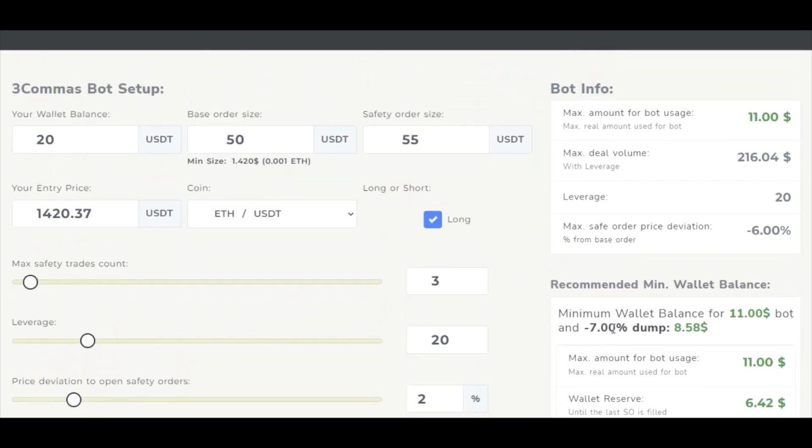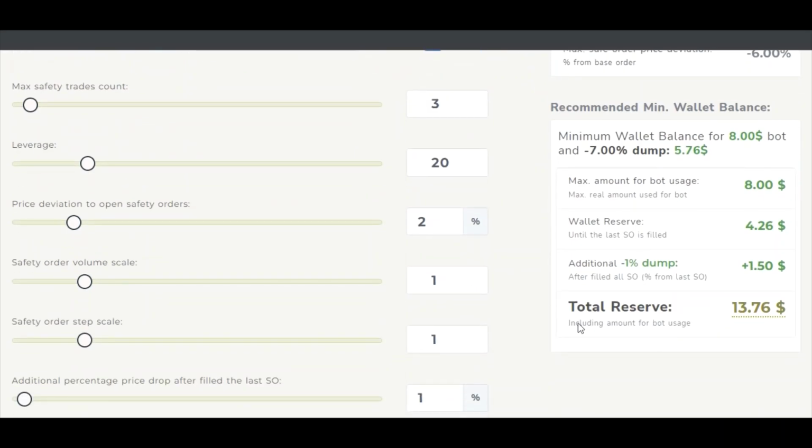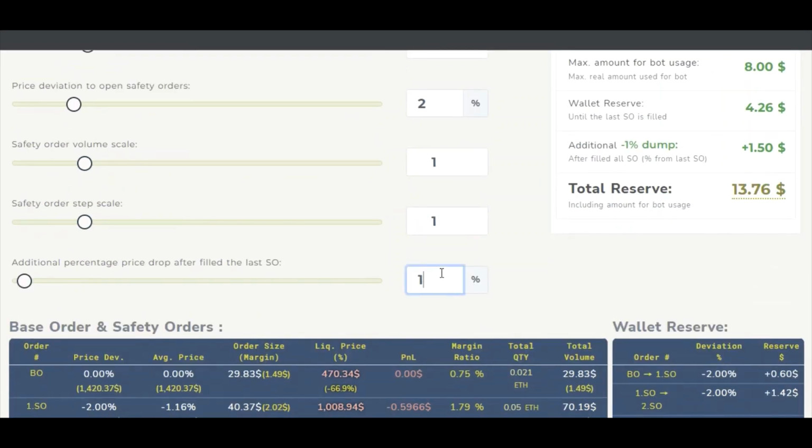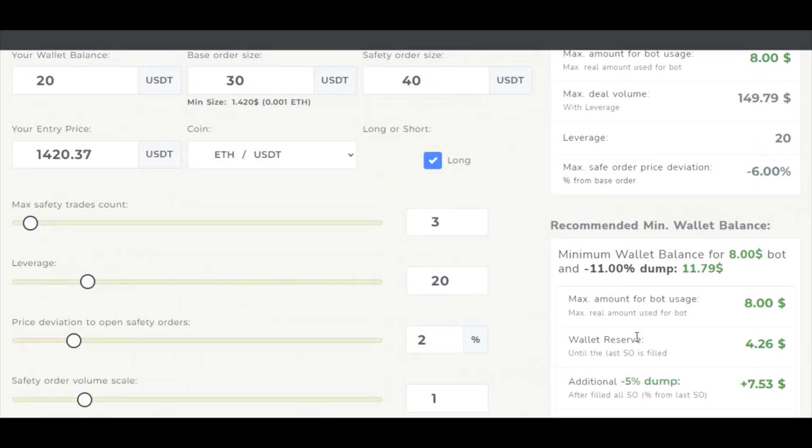So the other thing is, one more thing we can do, we can reduce this one to $30, and we can reduce this to $40. And so you can see the price has gone down. So you can go up to, I would say, 11% down. So this bot is good enough to hold your funds and hold your bot even if the market crashes 11%, right?